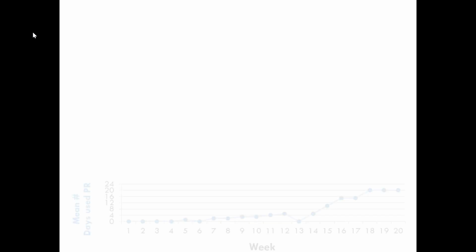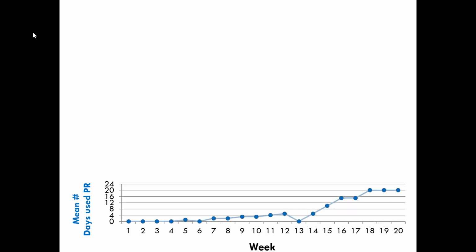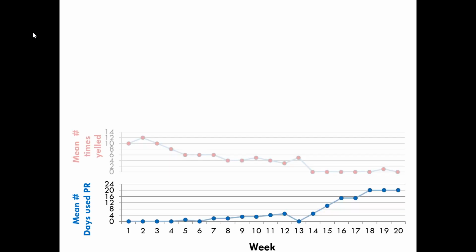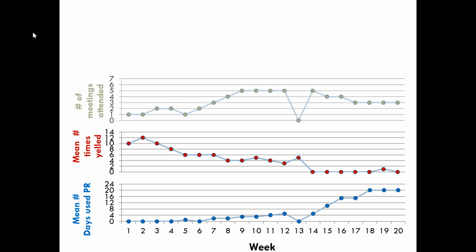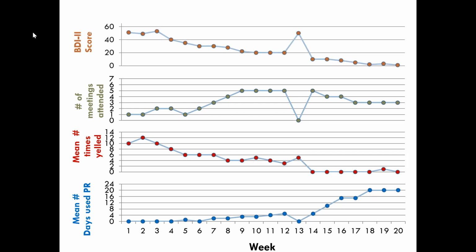Okay, so here we have a graph and it is showing us the average number of days that the parent used positive reinforcement per week. Here we have the average number of times they yelled during that particular week that we are doing the assessment. And then we have the average number of meetings that they attended, and then the depression score.